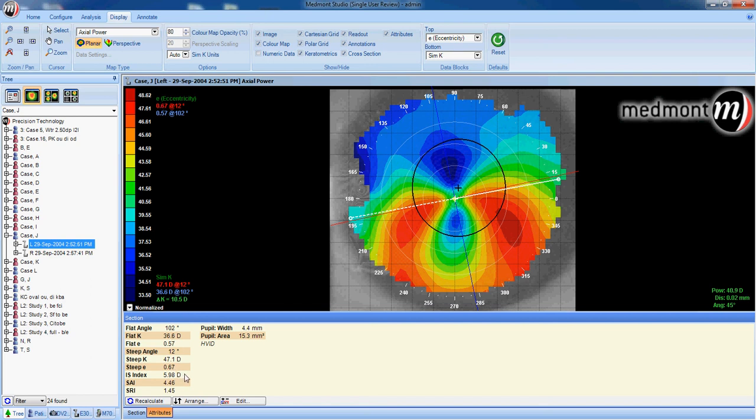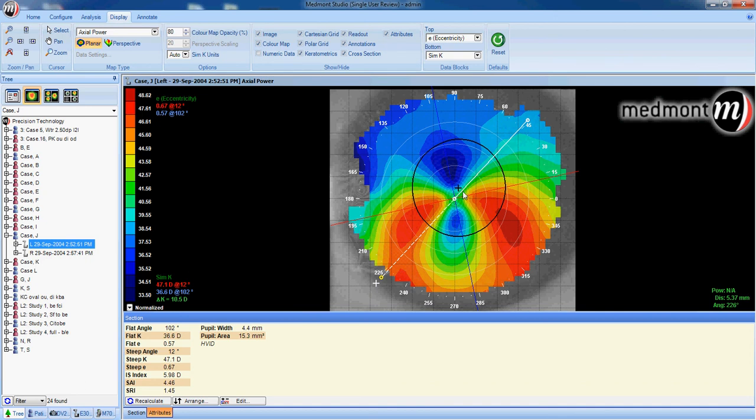We could look at the IS value, and corneas with inferior corneas steeper than 1.5, or in other words, if the IS value is greater than 1.5, that's indicative of a diseased or asymmetrical eye. In this case, the topographer is telling you the inferior cornea is steeper on average than the superior cornea by approximately 5.98 diopters.